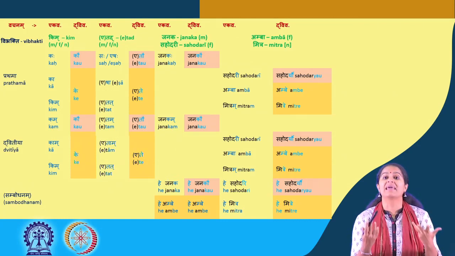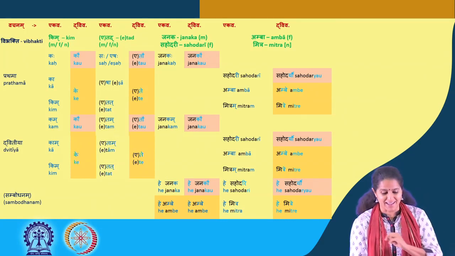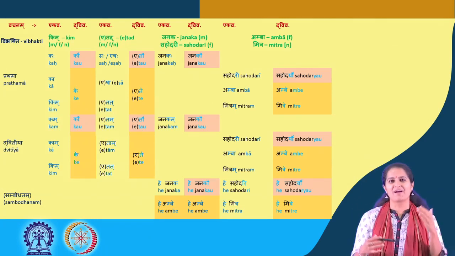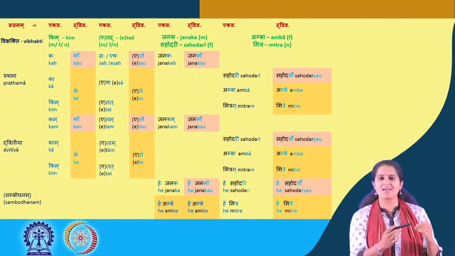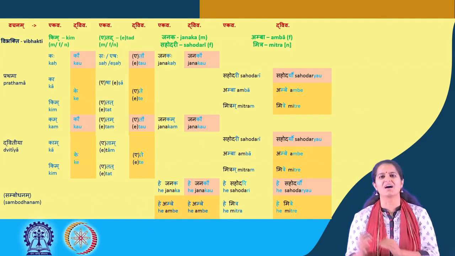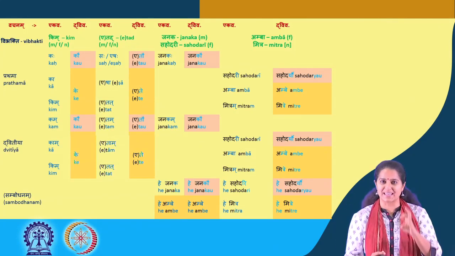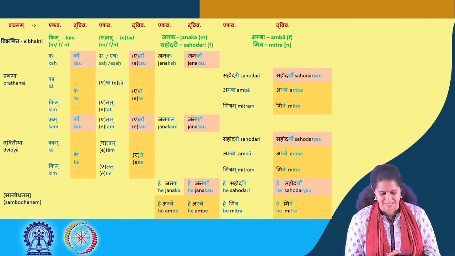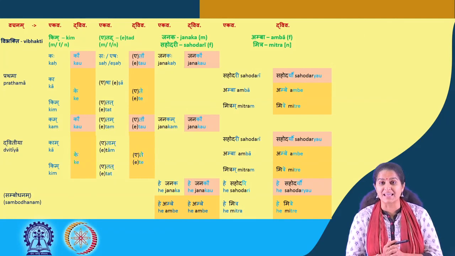So it becomes ke mitre, ete mitre. So what do we find now here? We find that the akara feminine and the neuter akara words have a similar form in the dual first, second and the eighth cases, because it's a repetition of the first case. Now let's see what happens in the second case.